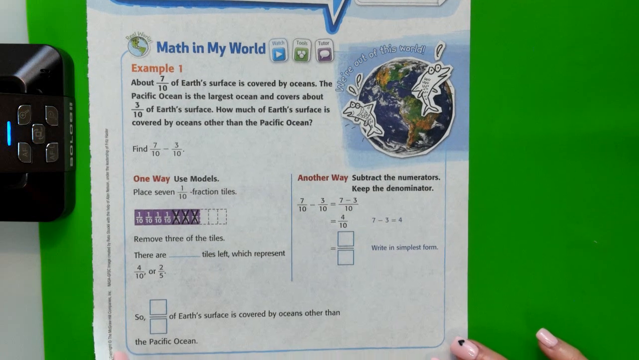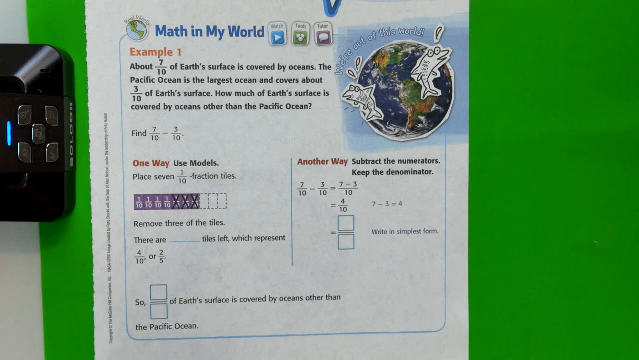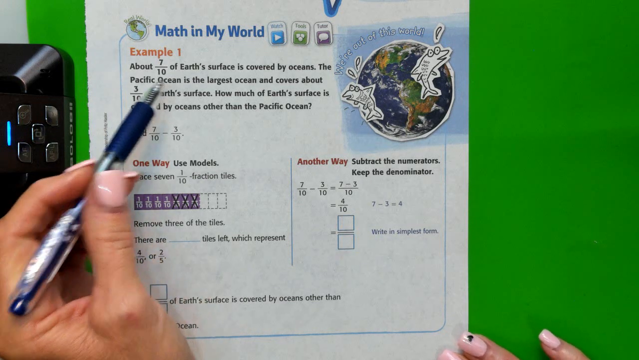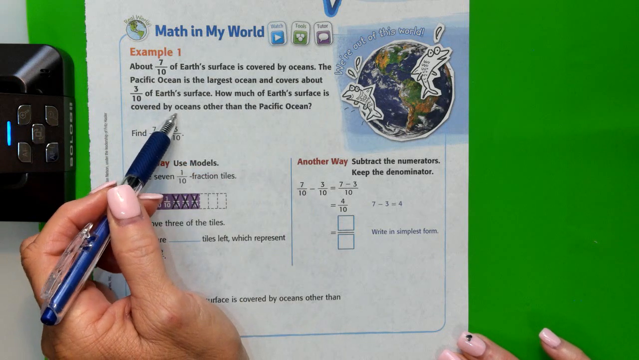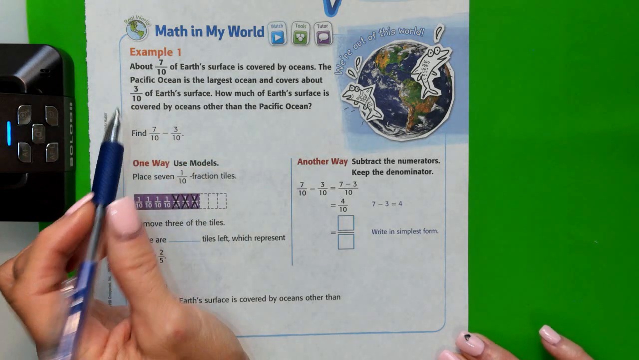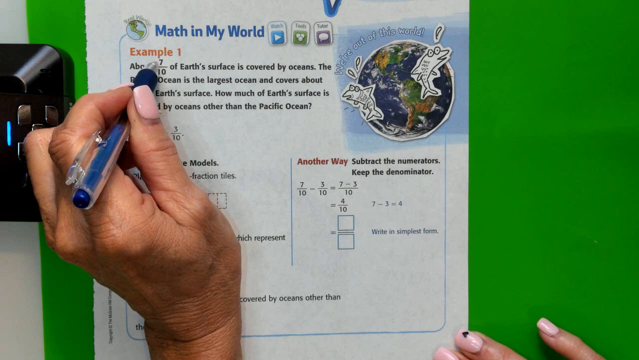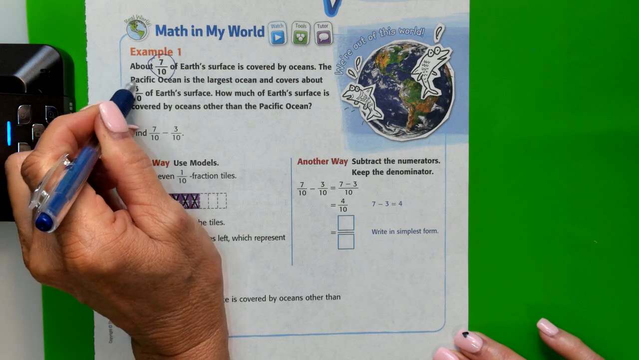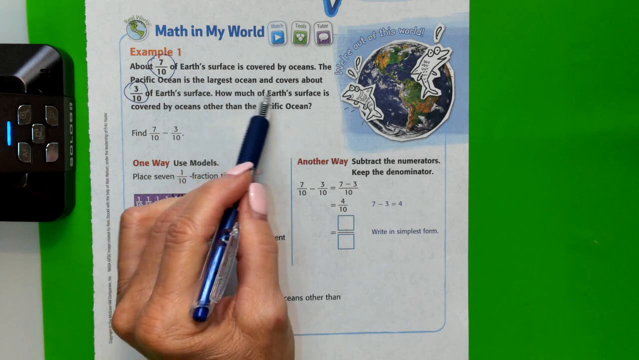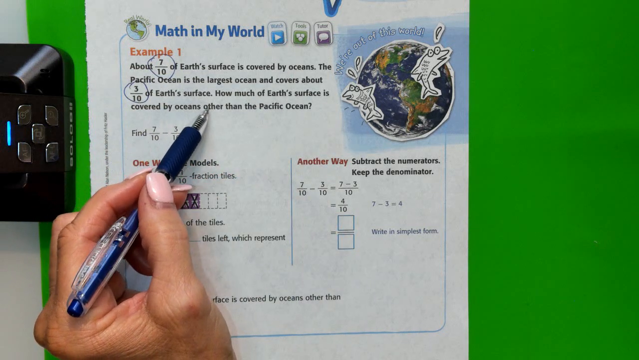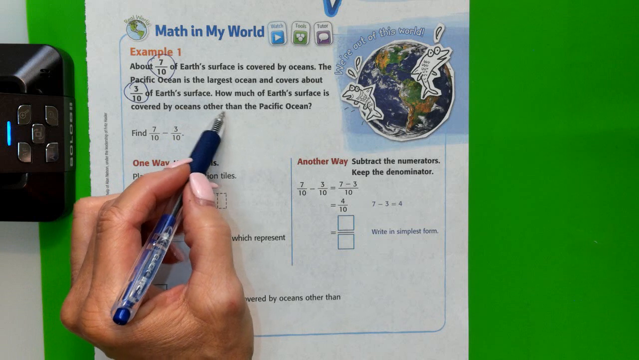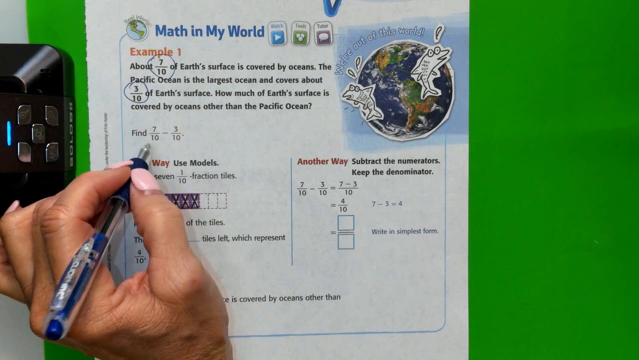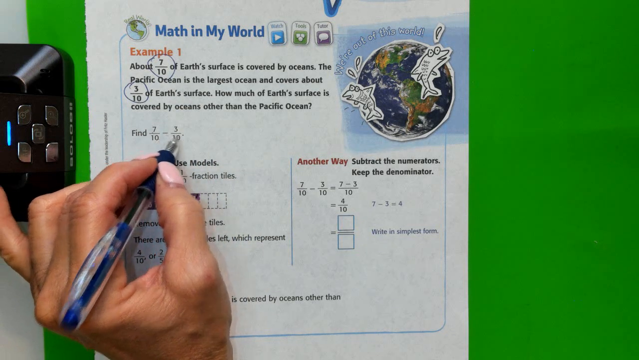So let's look at example 1. It says about 7/10 of the Earth's surface is covered by oceans. The Pacific Ocean is the largest ocean and covers 3/10 of the Earth's surface. How much of the Earth's surface is covered by oceans other than the Pacific Ocean? So, we're looking at 7/10 and we're looking at 3/10. So we're going to find 7/10 minus 3/10.